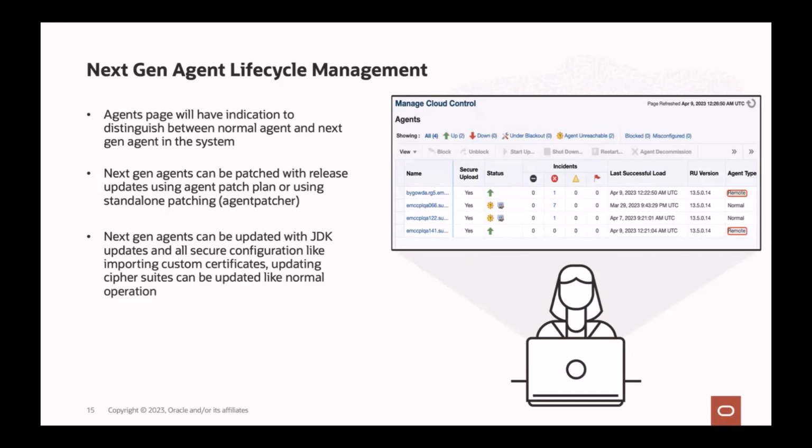Once the next-gen agents are in the system, it is important to keep them patched with regular release updates. This ensures that the agents are up to date with the latest patches, maintain compatibility with the JDK, and also incorporate any necessary security configurations such as importing certificates, configuring cipher suites, etc. To patch the next-gen agents, you have two options. First, you can use the agent patch method. Alternatively, you can use the standalone command line patching to patch the next-gen agents.